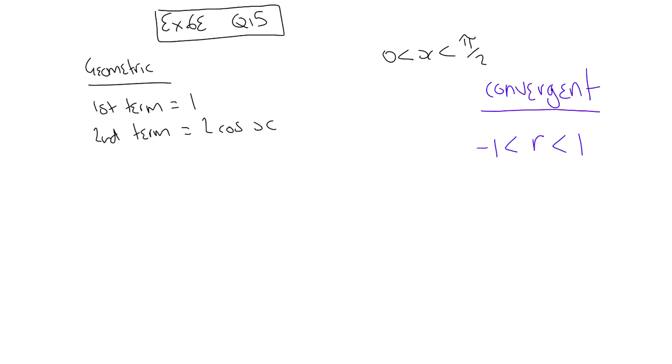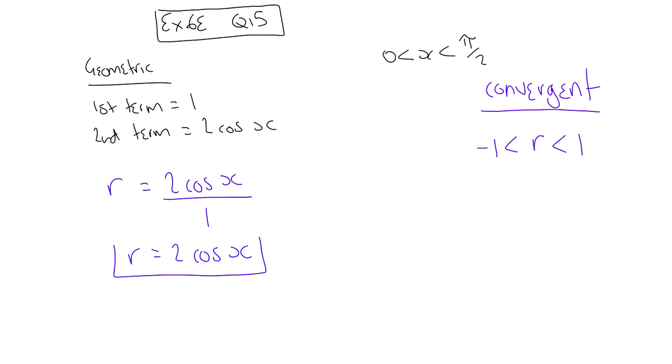So then what do we know about r? Well, hopefully you remember from a geometric series, it's always one term divided by the previous term. So 2 cosine x divided by 1, which is just 2 cosine x. So this is r. And we know that r must be less than 1, so 2 cosine x is less than 1, so cosine x must be less than 1 half. Now, I know it can't be negative here because I'm told x must be bigger than 0. So I'm going to ignore this part and just focus on this bit. So then cosine x is less than half.